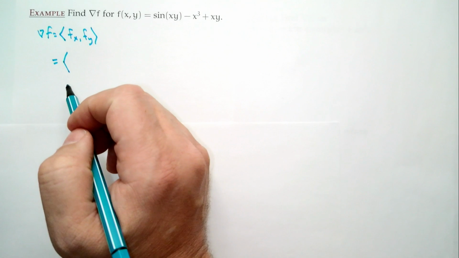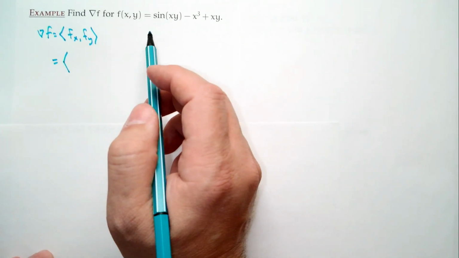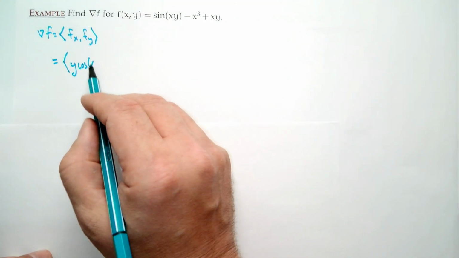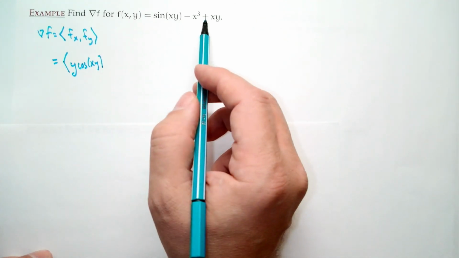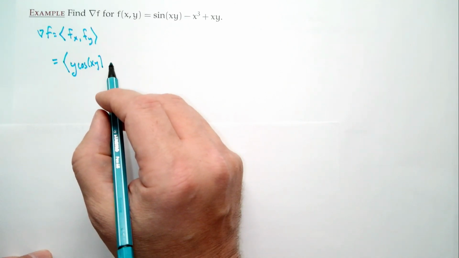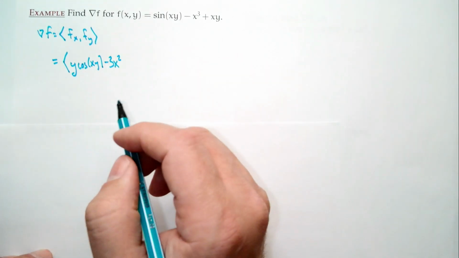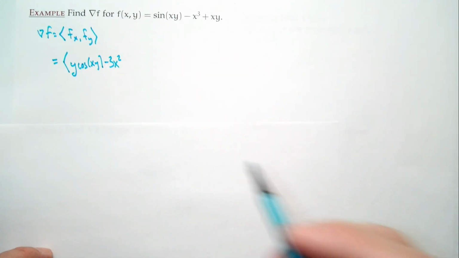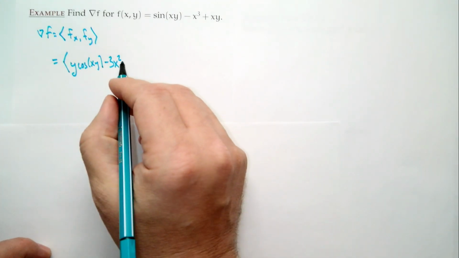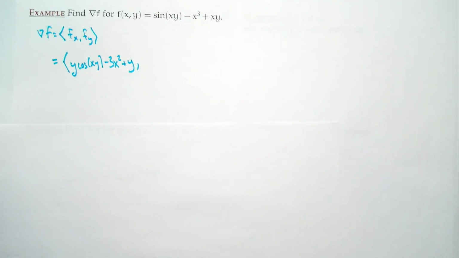What's the derivative with respect to x? The derivative of sine of xy is y cosine of xy. That's right. The derivative of x cubed, again with respect to x, is 3x squared. That's good. The derivative of x times y with respect to x is y, because we need to know, of course, that you meant the variable y. Yes, y, comma. Okay, so there's the derivative with respect to x.